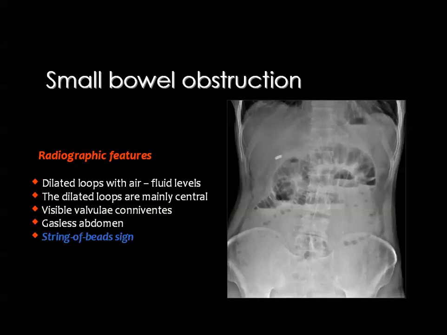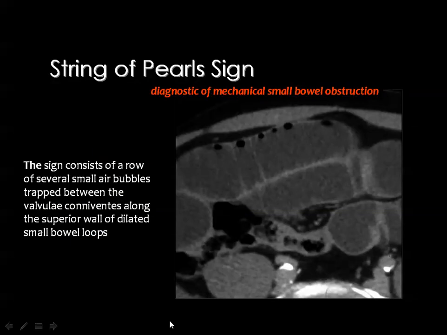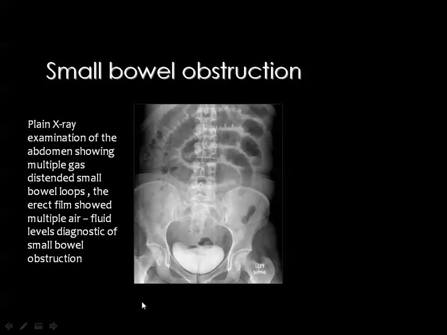simple radiologic procedure for diagnosis of small bowel obstruction is the plain X-ray of the abdomen, especially in the erect position, where you can identify distension of the bowel by gas as well as multiple air fluid levels. Then the string of beads sign is due to the minute air loculi on the surface of a huge amount of fluid within the obstructed small bowel, known as the string of beads sign.